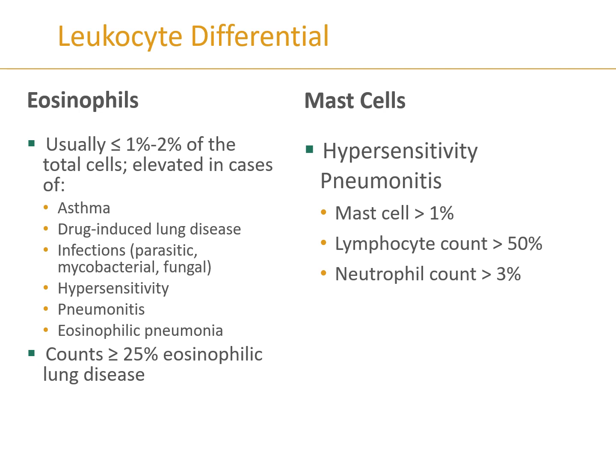Mast cells, if those are present greater than 1% in combination with a lymphocyte count greater than 50% and a neutrophil count greater than 3%, then that's going to indicate a hypersensitivity pneumonitis, and so that would be treated as such if it met all 3 of those criteria.